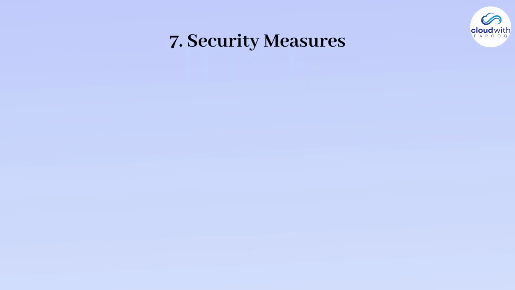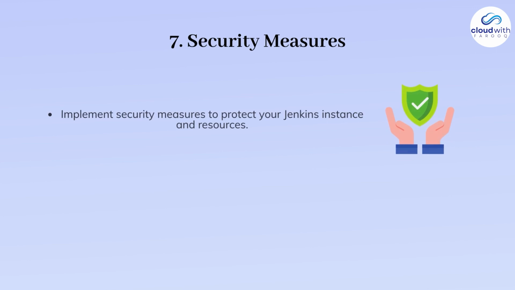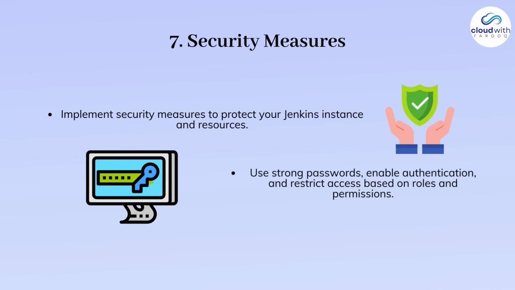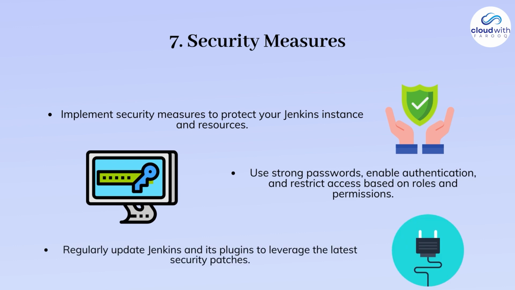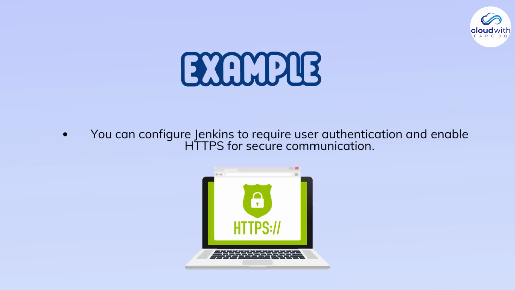Number 7. Security measures. Implement security measures to protect your Jenkins instance and resources. Use strong passwords, enable authentication, and restrict access based on roles and permissions. Regularly update Jenkins and its plugins to leverage the latest security patches. For example, you can configure Jenkins to require user authentication and enable HTTPS for secure communication.